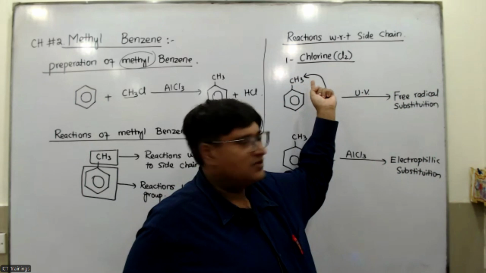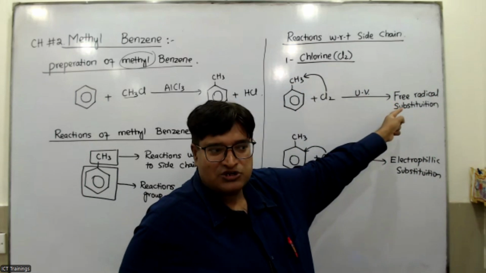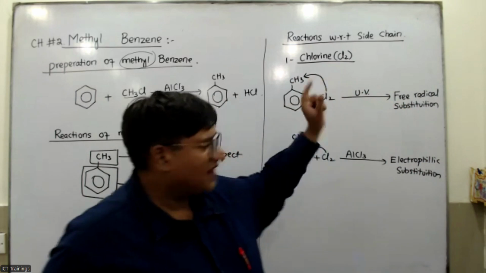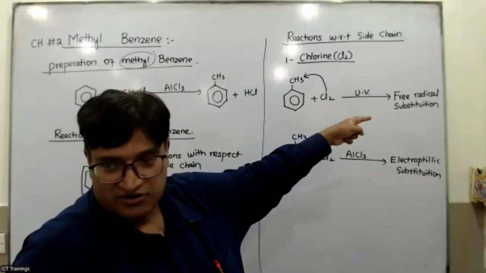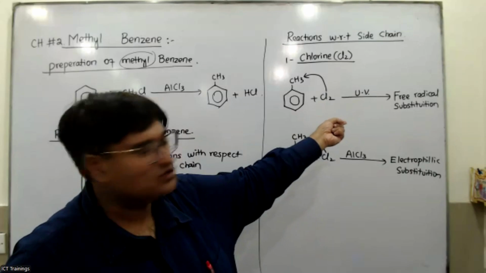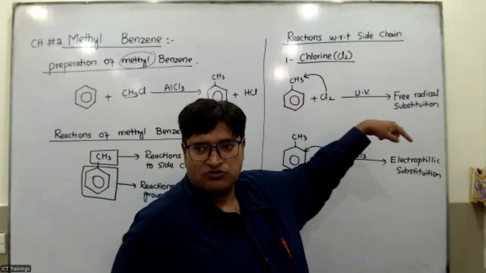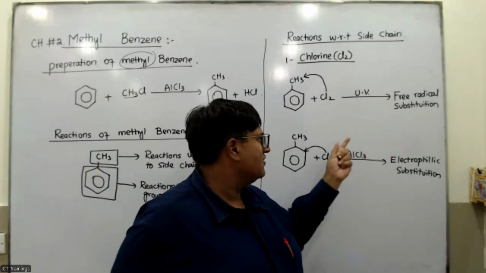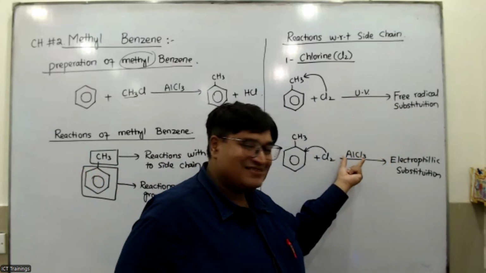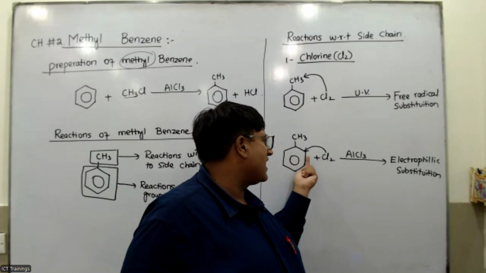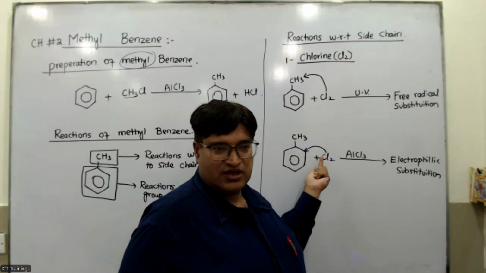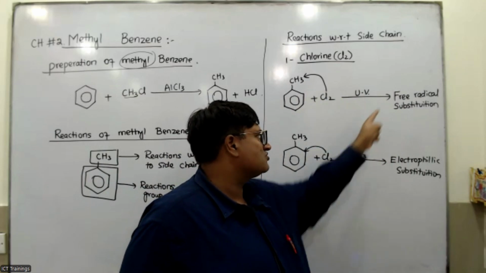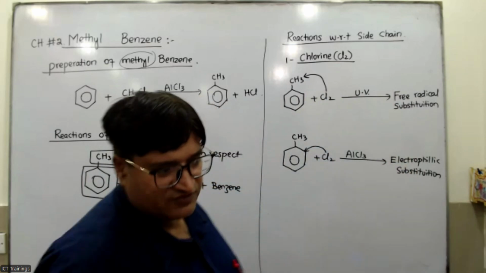So due to the change in condition only, in the presence of UV light, chlorine is going to attack the methyl group. The free radical substitution you studied in your A1. Here we are going to start it again. One hydrogen would come out, a free radical would be formed. We will discuss all these things. But if you have AlCl3, this Cl2 would attack the benzene. So the reagents are the same, but the difference in conditions could produce a different type of reaction.